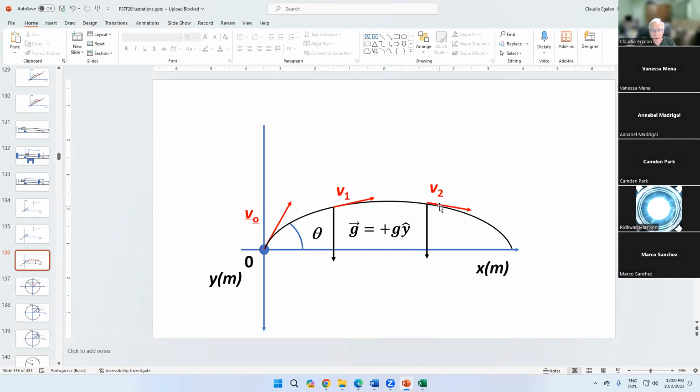Now, because this acceleration vector has a tangential component along the velocity, what does it mean? It means that this velocity vector is going to increase in magnitude. Make sense?